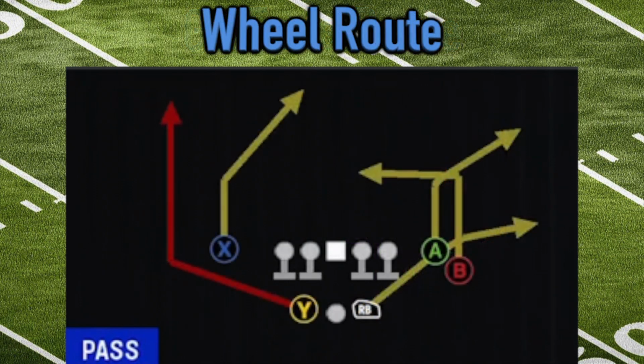I also want to mention a wheel route. We're running a wheel here, where the running back starts out in the backfield but runs out to the flat and then cuts sharply upfield in a straight line.